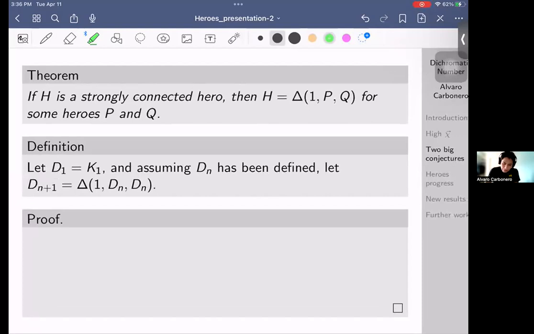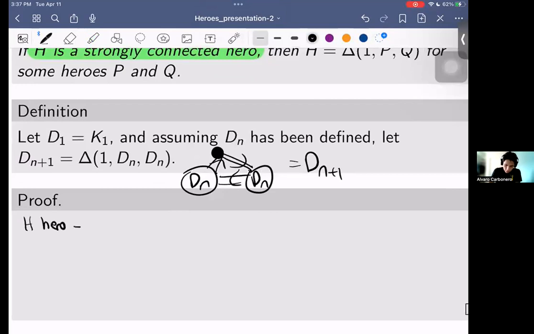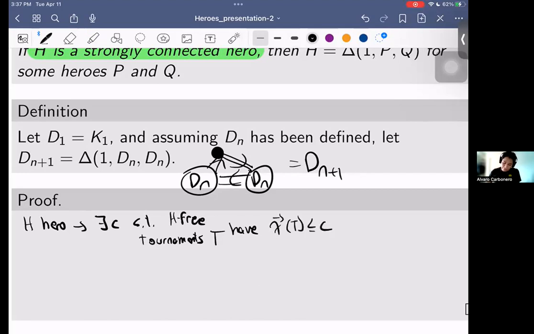So just as a reminder, this construction has one vertex and two copies of the previous iterations. We make a triangle, and then we have the next iteration. That's the n plus 1. So how can we do it? Well, first of all, we will have a direct proof. So let's assume that H is a hero, and it's also strongly connected. Since H is a hero, in tournaments, we have that there exists an integer C such that H-free tournaments have chromatic number at most C. That's what the hero means.